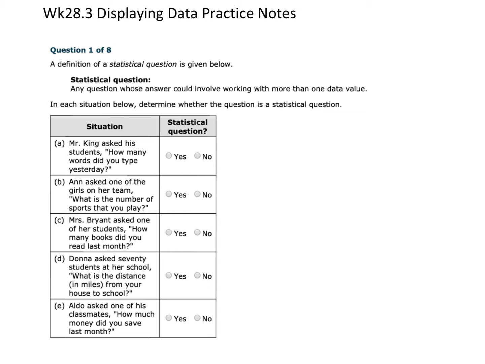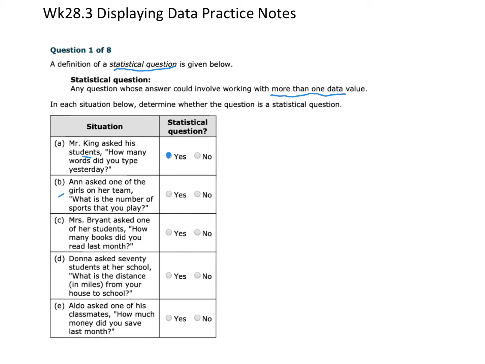Question 1. A definition of a statistical question is given below. A statistical question is any question whose answer could involve working with more than one data value. You can't work with just one data value. Got to be multiple. That way we can display our data. So a statistical question. Mr. King asked his students, how many words did you type yesterday? So he asked a bunch of students. Everyone gave responses, so yeah, it's statistical.